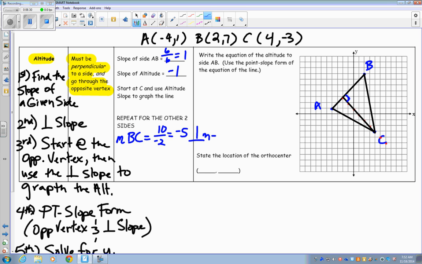But the perpendicular slope would be 1/5. Okay, and then I'm going to do the same thing for the side AC. So I want to find the slope of AC, count my rise over run.